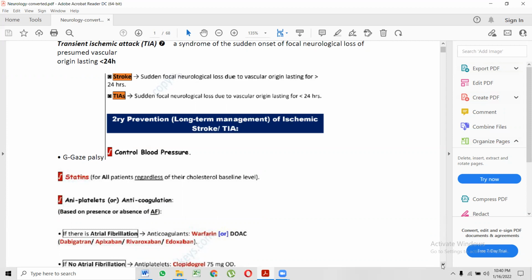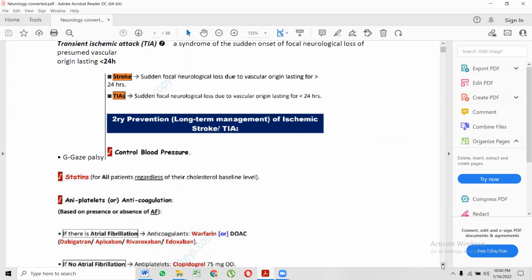then you have two options. The first option is that you do thrombolysis. What is thrombolysis? A thrombolytic medication is given, such as alteplase or streptokinase, which helps in the breakdown of the thrombus and relieves the blockage.